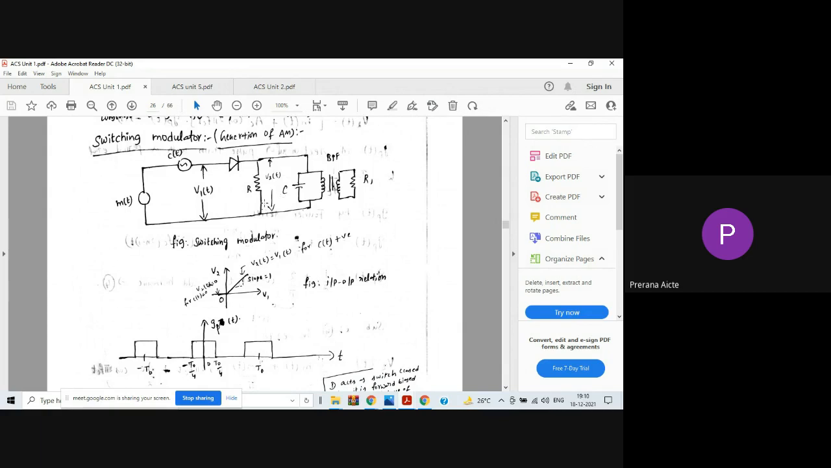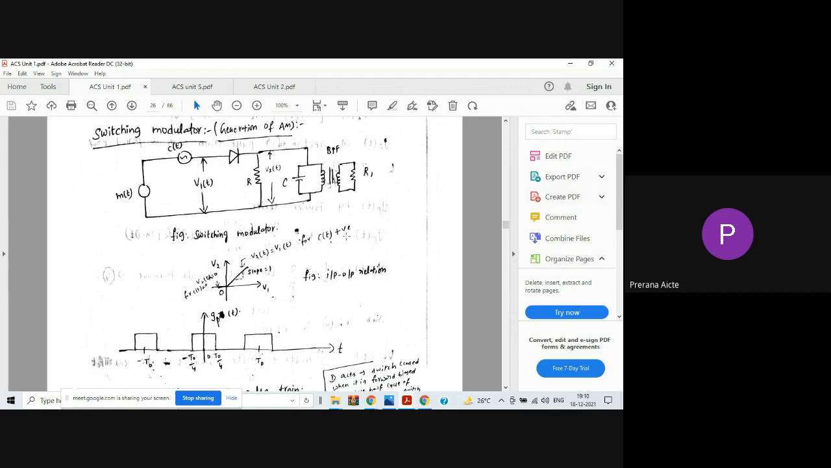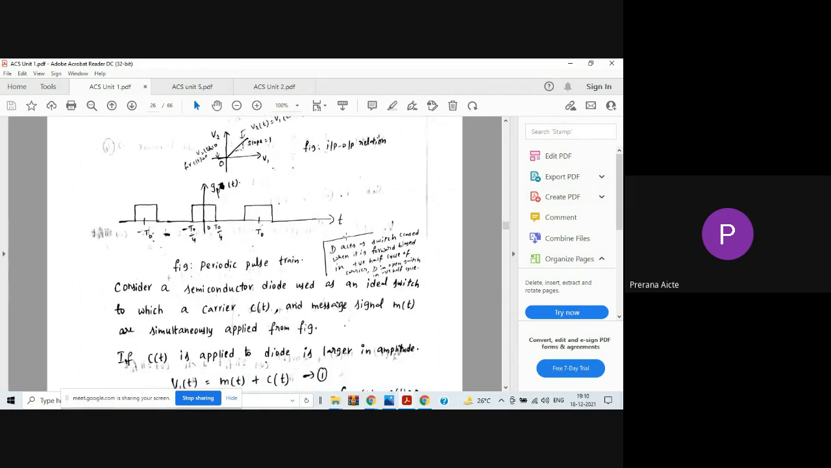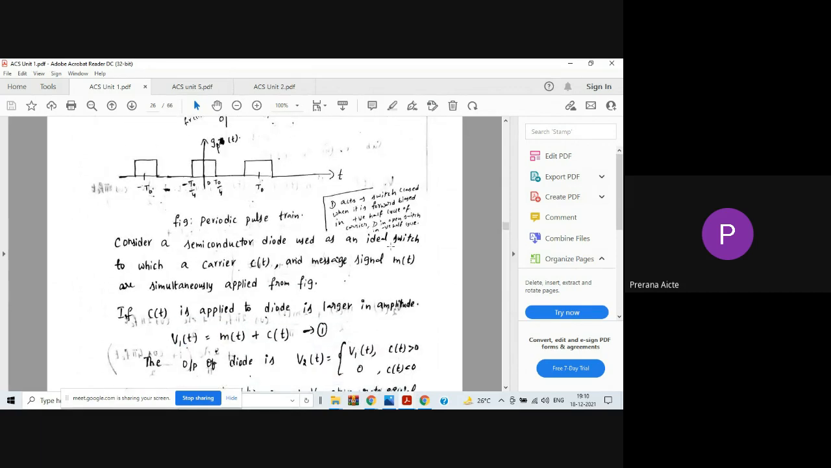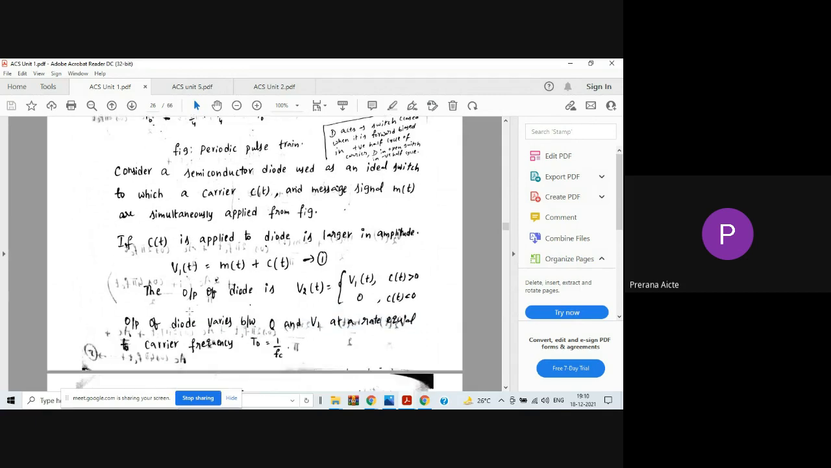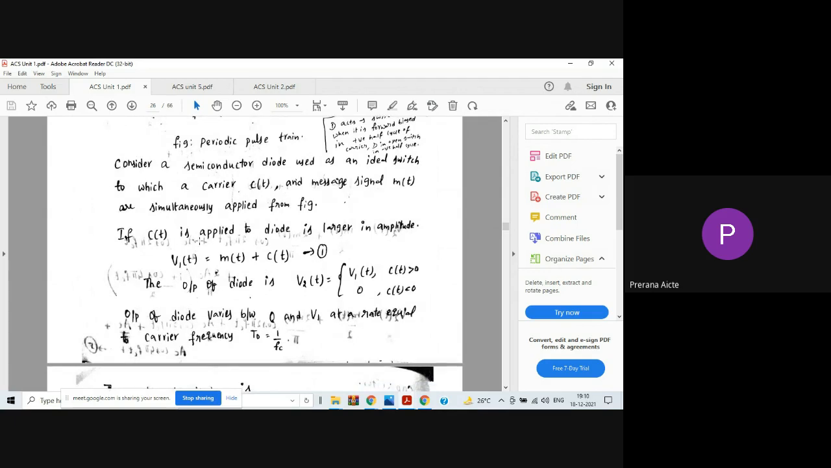See the block diagram of the switching modulator. What happens? We are applying the message signal along with the carrier signal to the diode. So whenever we apply the positive cycle, the diode becomes on, it allows the signal. Whenever we apply the negative cycle, the diode becomes off, so it will not allow the signal. Okay, here we are using a diode as a switch. We are applying a carrier signal and message signal simultaneously.